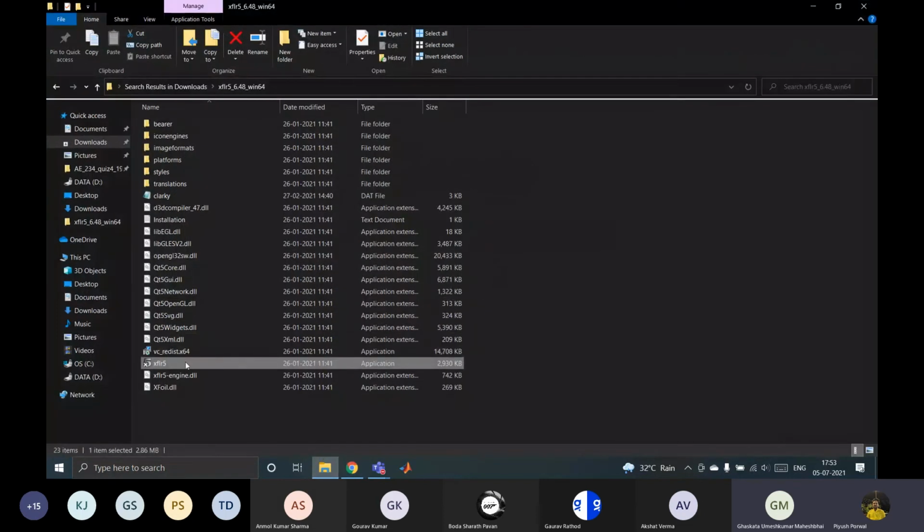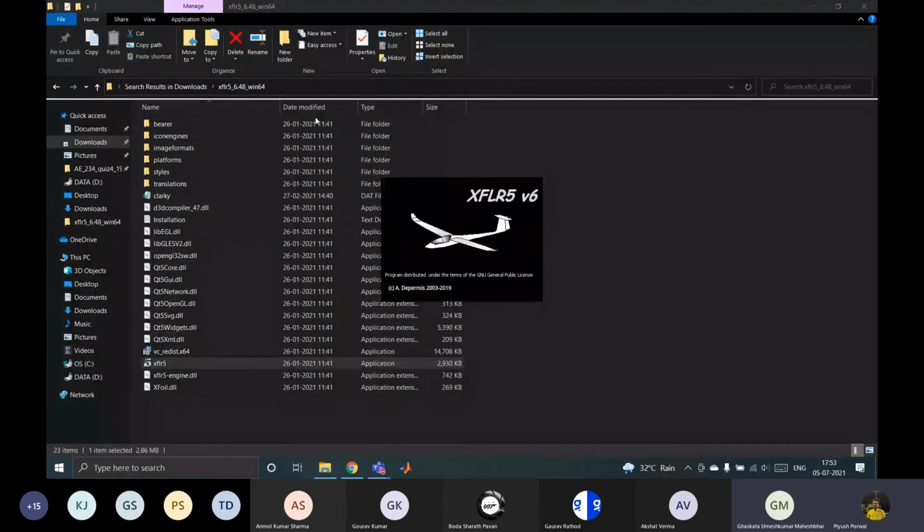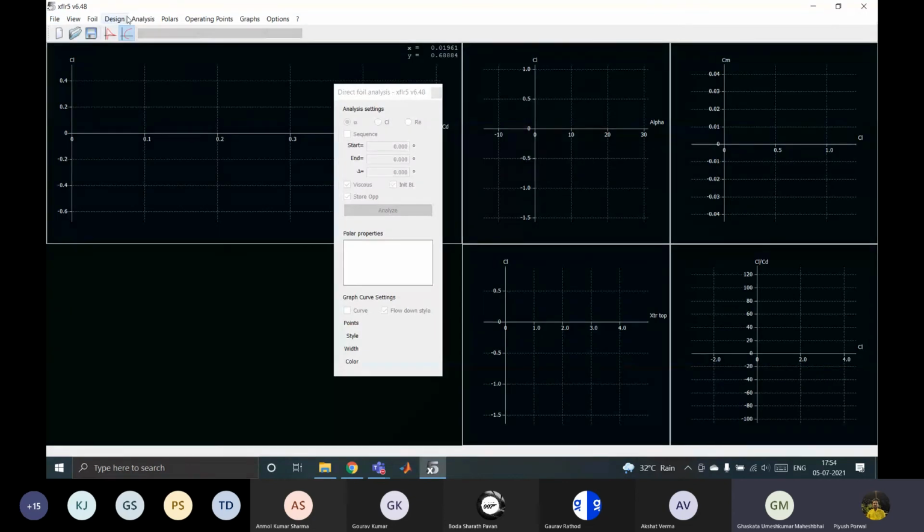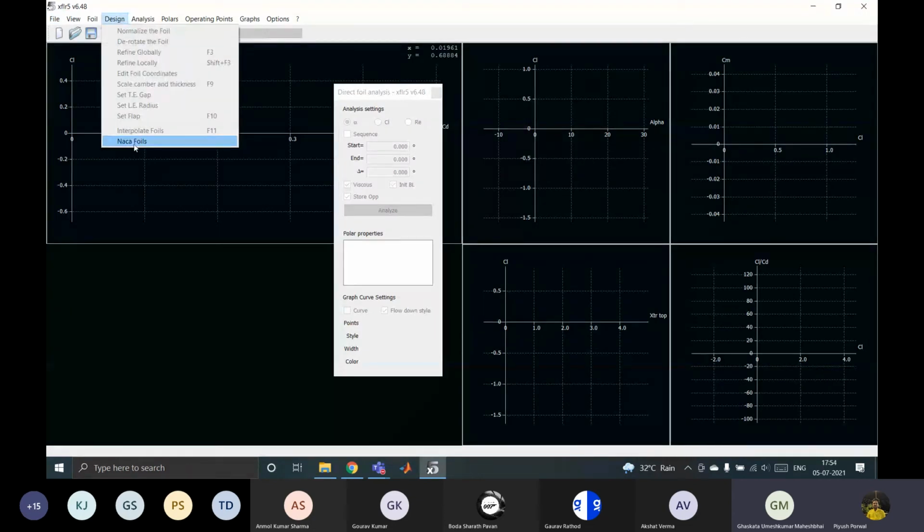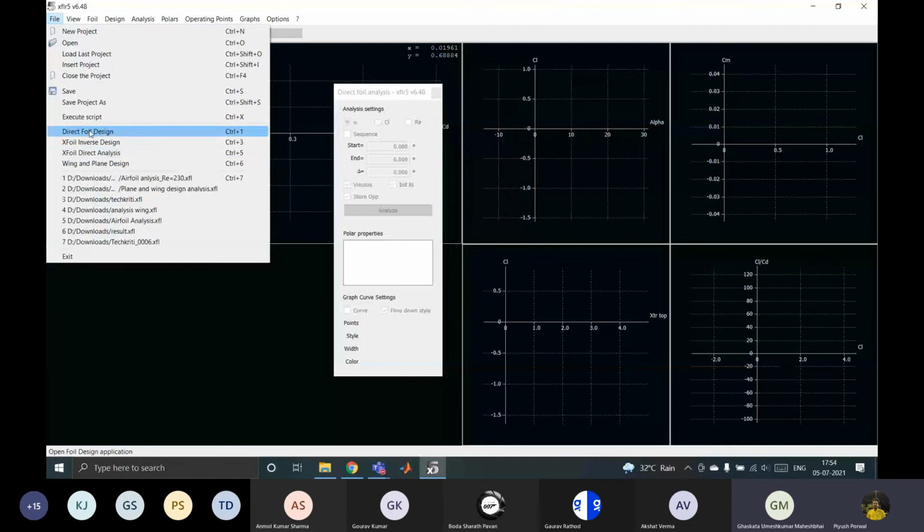Yes. So this is how XFLR5 will look when you download the software. First we will define a new project. Then you first have to design an airfoil. You can do this in two ways: directly design a foil, or choose Xfoil direct analysis, in which you have an option to design an airfoil. So first we will design an airfoil from this option.